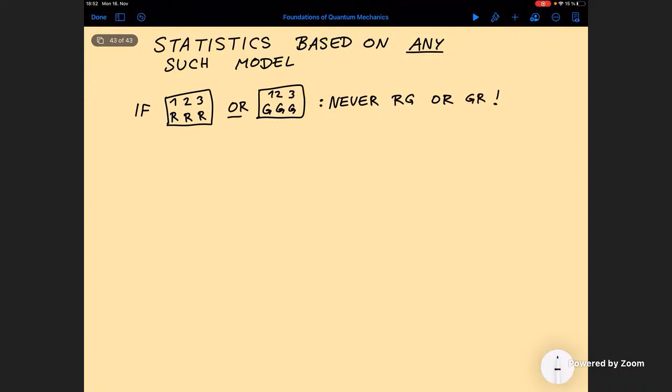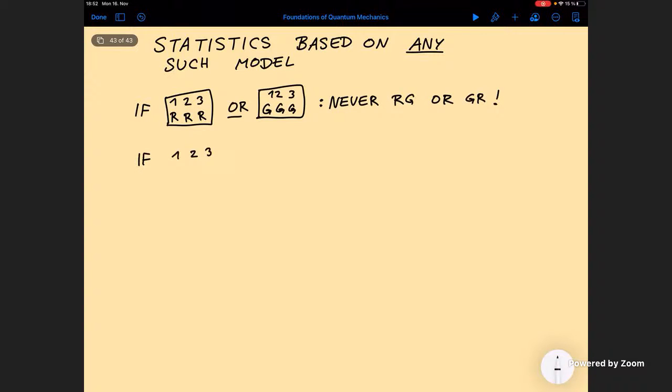Okay, so that is quite trivial. But of course, that is not any cause for concern, because the fact that we do observe RG and GR when we choose random settings can still be easily explained, at least qualitatively, by saying that, of course, there are many different tables that do not have purely the same color. So we now have to investigate those tables.